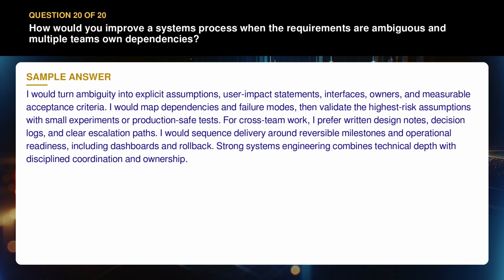I would turn ambiguity into explicit assumptions, user impact statements, interfaces, owners, and measurable acceptance criteria. I would map dependencies and failure modes, then validate the highest risk assumptions with small experiments or production-safe tests. For cross-team work, I prefer written design notes, decision logs, and clear escalation paths. I would sequence delivery around reversible milestones and operational readiness, including dashboards and rollback. Strong systems engineering combines technical depth with disciplined coordination and ownership.